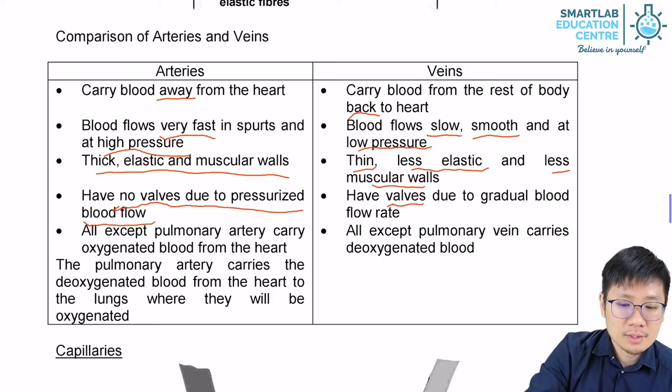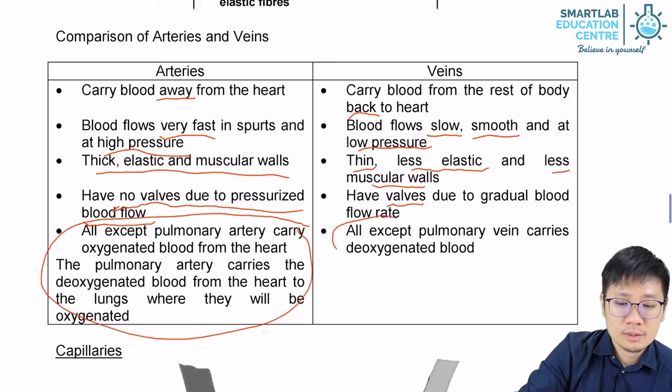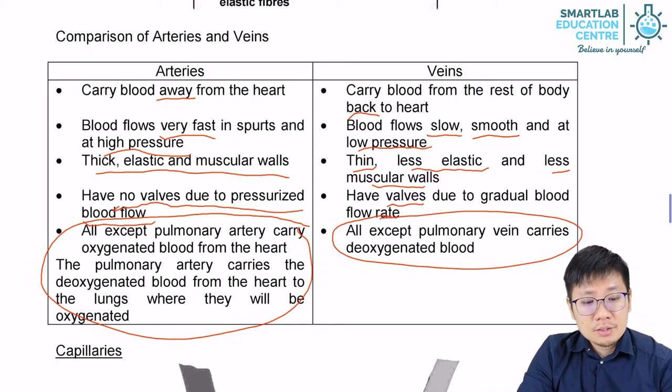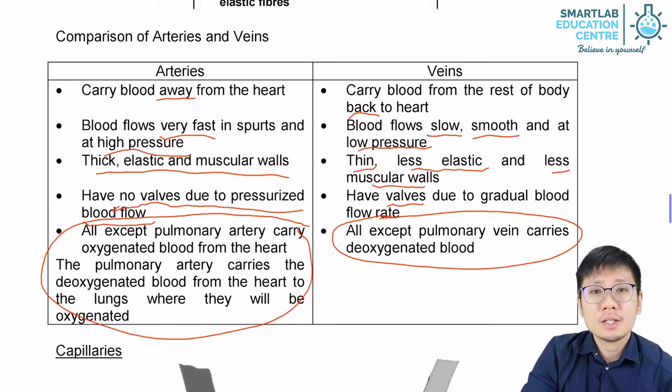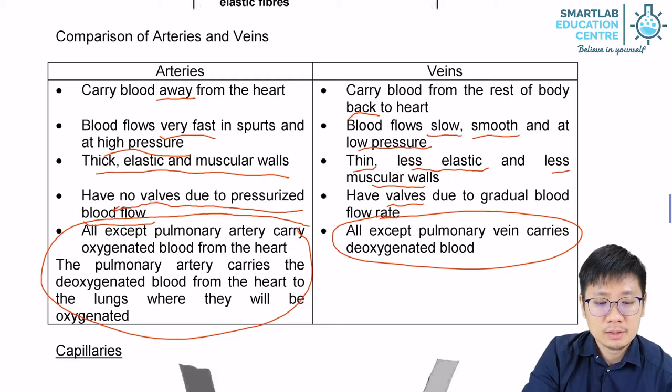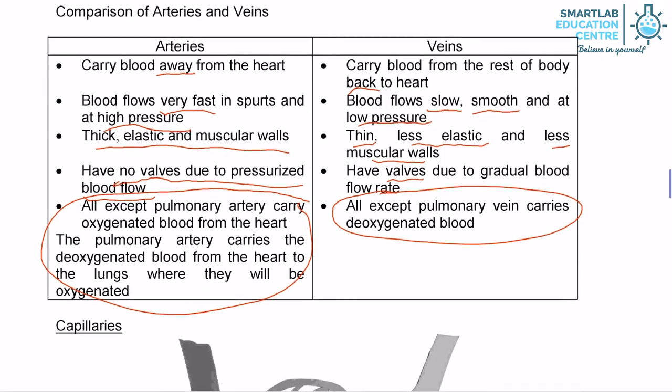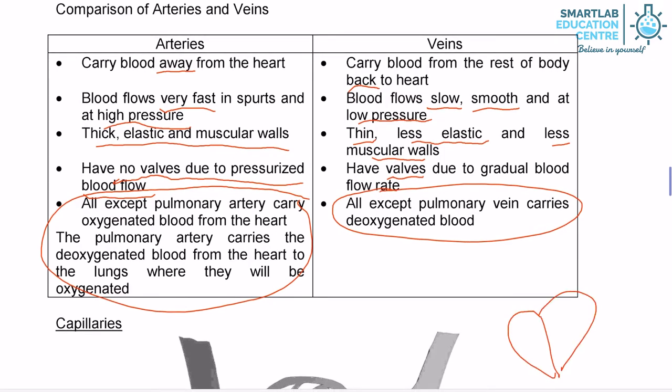Now, lastly, there's a very important thing I need to clarify here. Arteries in general carry oxygenated blood. The only artery that does not carry oxygenated blood is the pulmonary artery. If you can recall, the pulmonary artery delivers deoxygenated blood from the heart to the lungs. Here's the right side of the heart. Here is the left side of the heart. The right side has deoxygenated blood. The right side delivers deoxygenated blood to the lungs. This is the pulmonary artery.